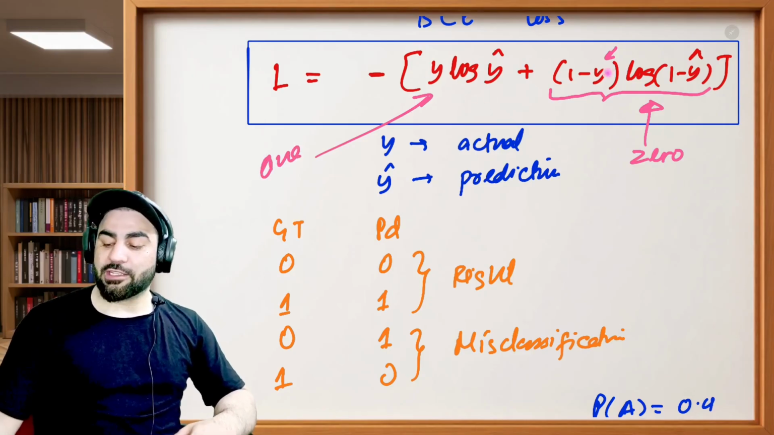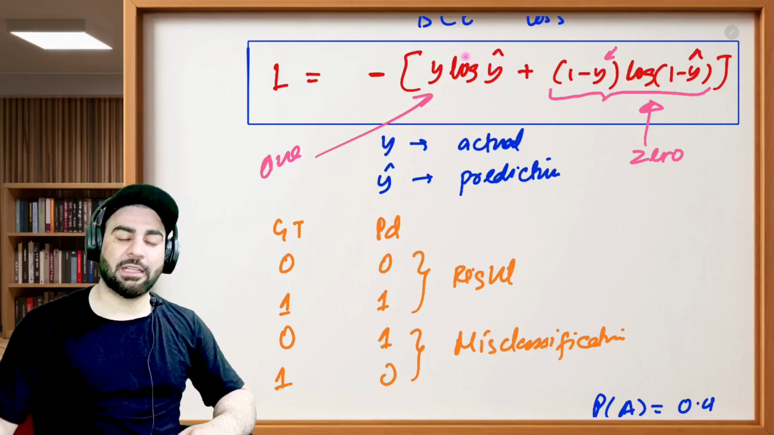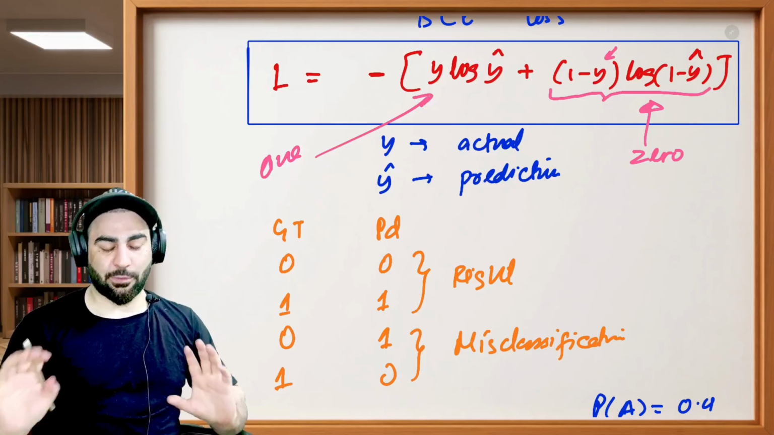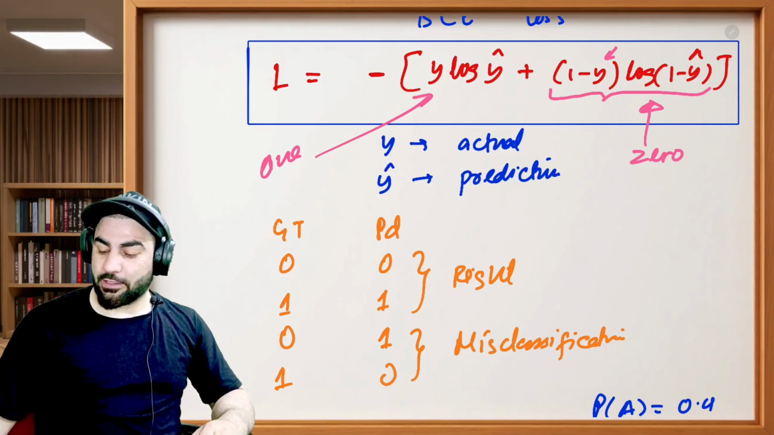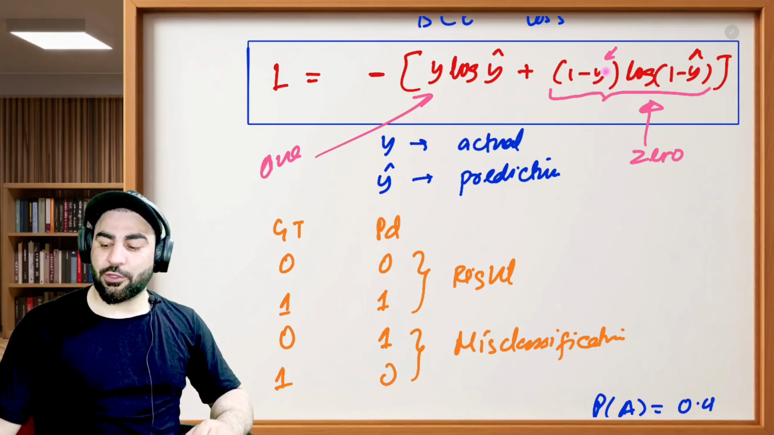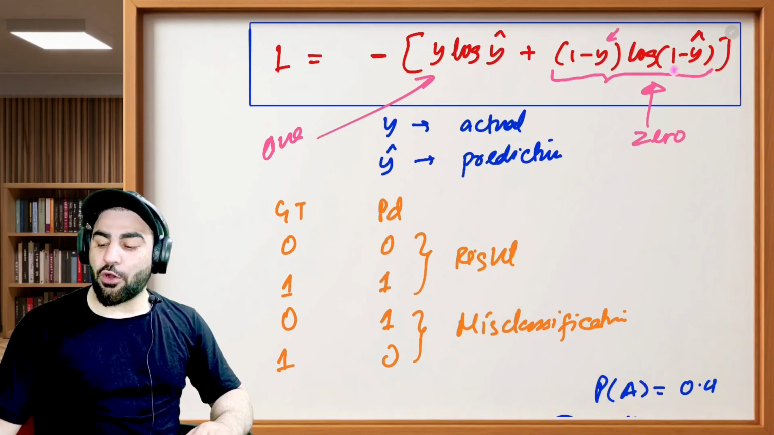So if you are considering 0 now, this term will vanish if the ground truth is 0. Suppose the ground truth is 0, and this will vanish. We are left with this term. So 1 minus 0 is 1. Now, log of 1 minus y prediction.